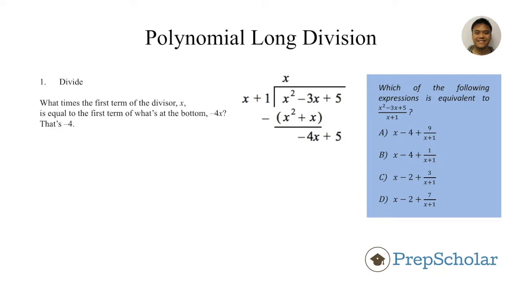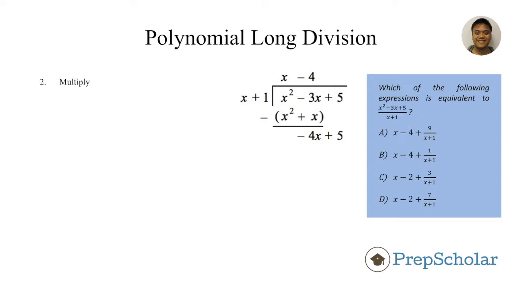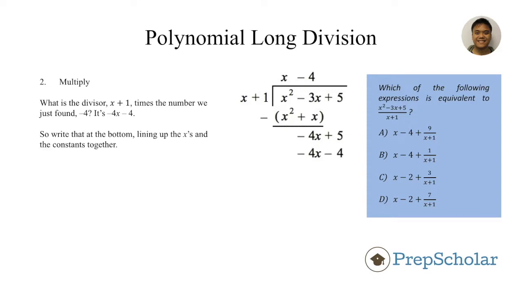We're going to ask, what times the first term of the divisor, x, is equal to the first term of what's at the bottom, negative 4x? That's going to be negative 4, because x times negative 4 is negative 4x. So we're going to put negative 4 at the top. And now the thing at the top is x minus 4. Second step is multiply. What's the divisor, x plus 1, times the number we just found, negative 4? That's going to be negative 4x minus 4. So we're going to write that at the bottom, like this.